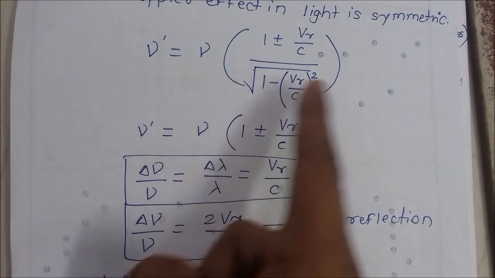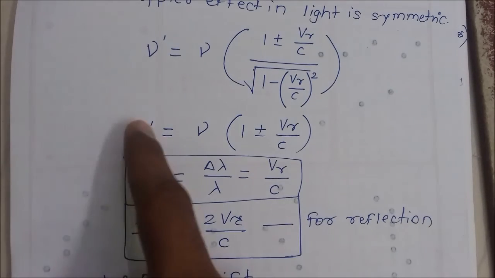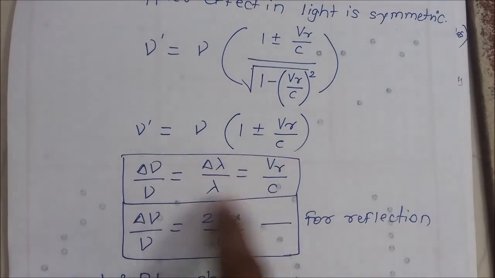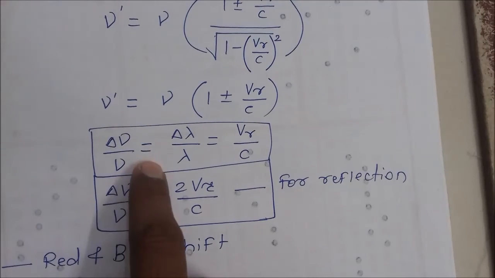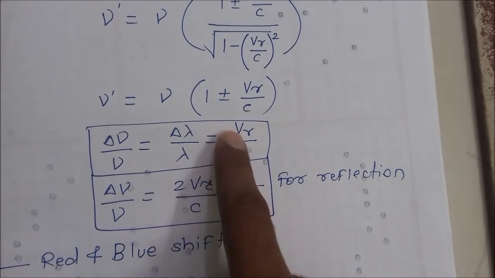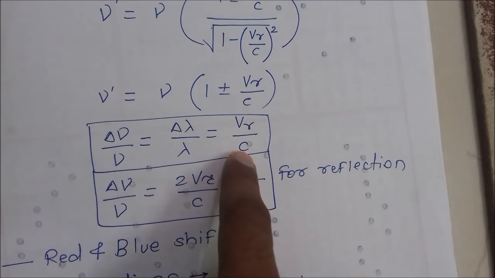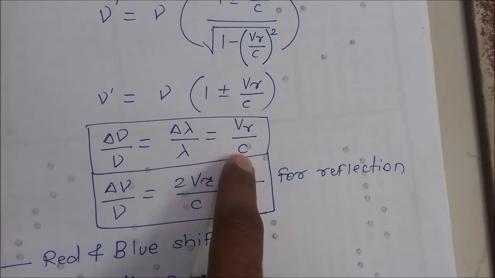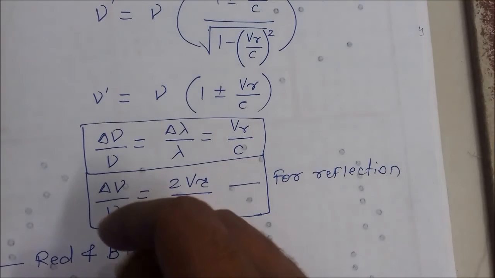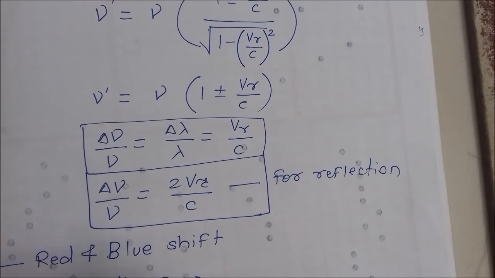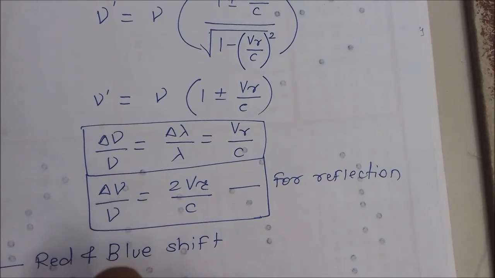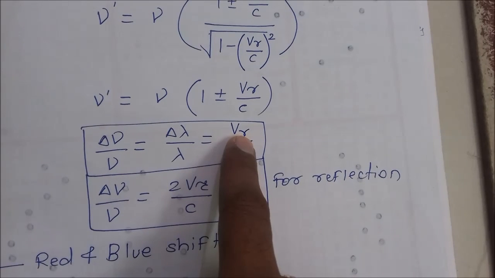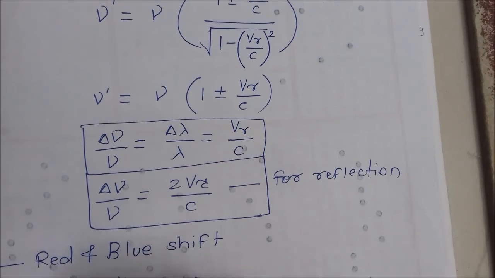This is the accurate formula for the Doppler effect of light. This is the approximate formula, but we will use this one. This formula is delta nu upon nu is equal to delta lambda upon lambda is equal to VR upon C. VR is relative velocity, C is the velocity of light. And if reflected light is coming, and if there is reflection of light, then we will use this formula. For both these formulae, the relative velocity should be much less than C.